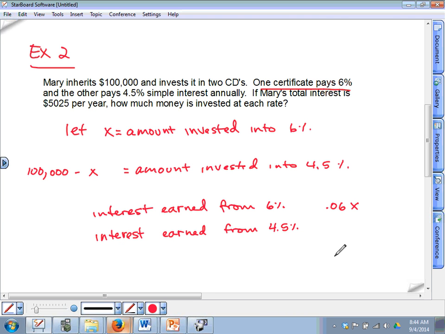You can do it like that if you want. How do we turn this into a decimal? 4.5% is no good. You can't use percentages in equations. It's 0.045, multiplied not by X. X is what she invested into the 6% account. It's 100,000 minus X.